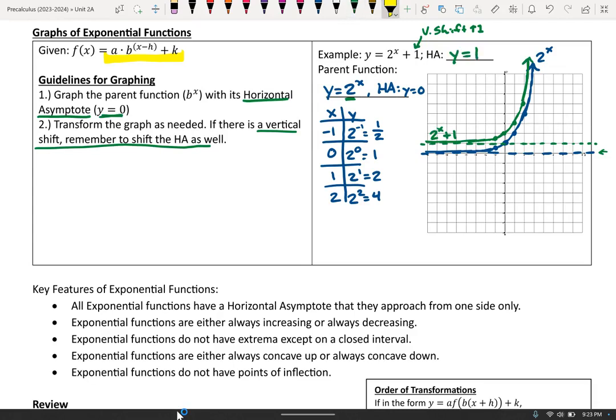Now, I want you to notice something. What was our vertical shift, and what did our horizontal asymptote end up being? They are the same thing. And that's actually something that's really nice. Our plus k here, our vertical shift, is going to be our horizontal asymptote. If we have a vertical shift, that will be our changed horizontal asymptote. If we don't have a vertical shift, then our horizontal asymptote will remain at y equals 0.